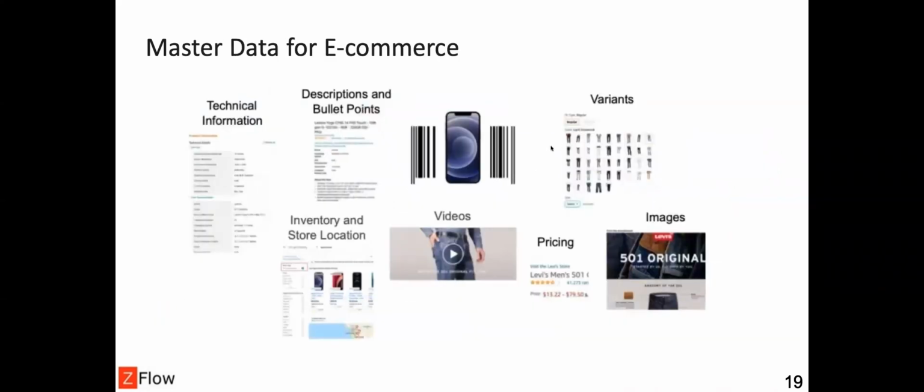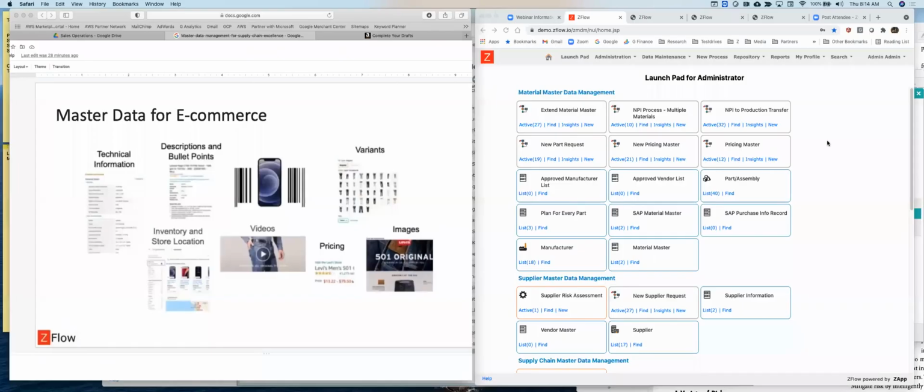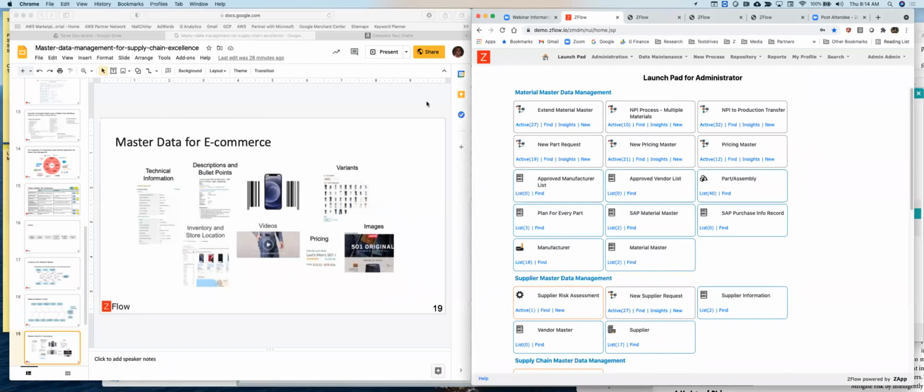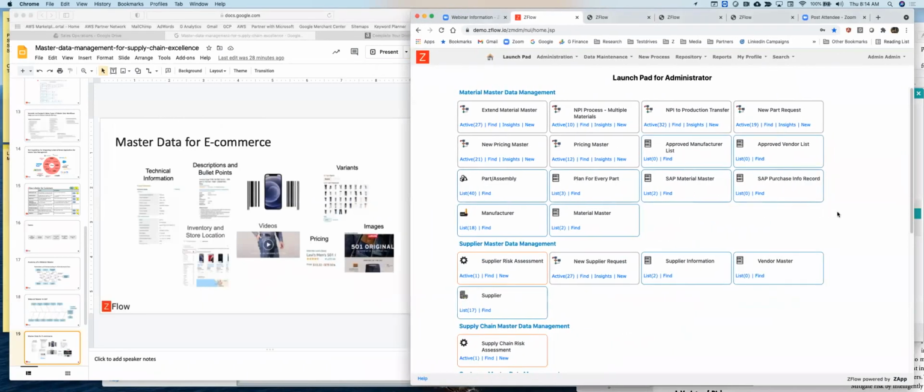So if you look at master data for e-commerce, there are lots of other types of information that you need to manage, get, and release to various e-commerce systems. So all of these are different renditions of master data. So we're going to look at some of the better ways to handle this. We're going to use the solution directly here.